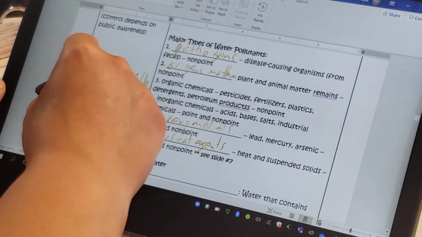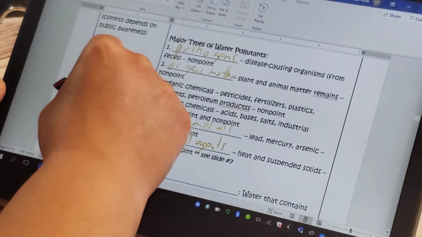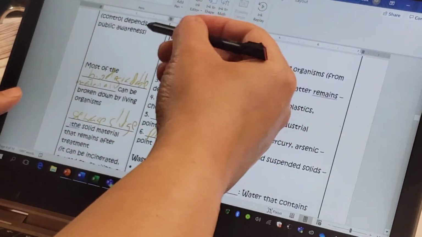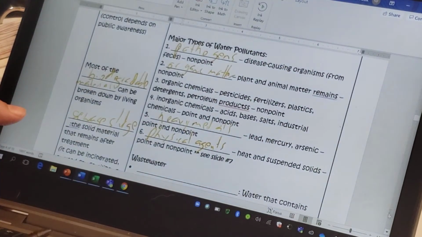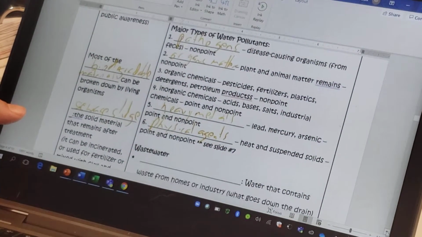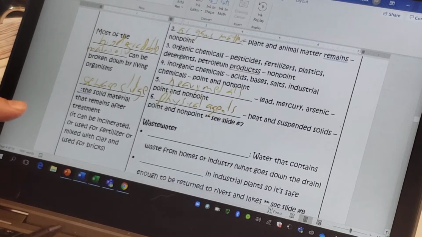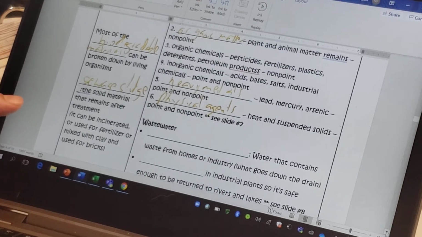Sewage sludge. I really like this color. It's the solid material that remains after treatment. It can be incinerated or used for fertilizer or mixed with clay and used for bricks. There's a lot of different ways. All right, so let's go to those slides.